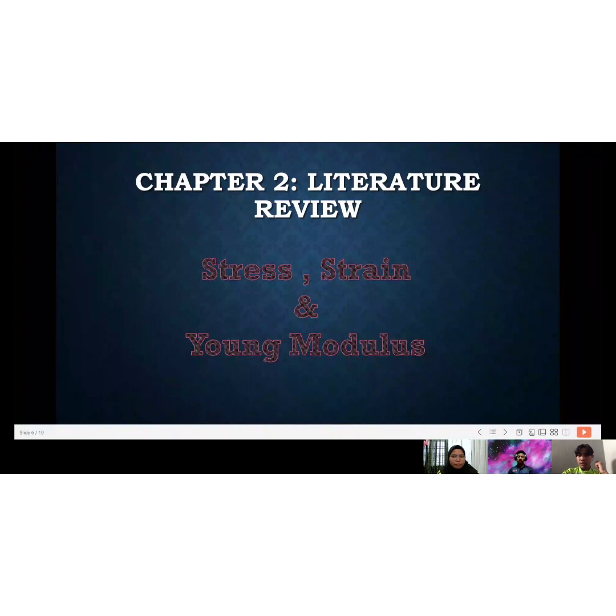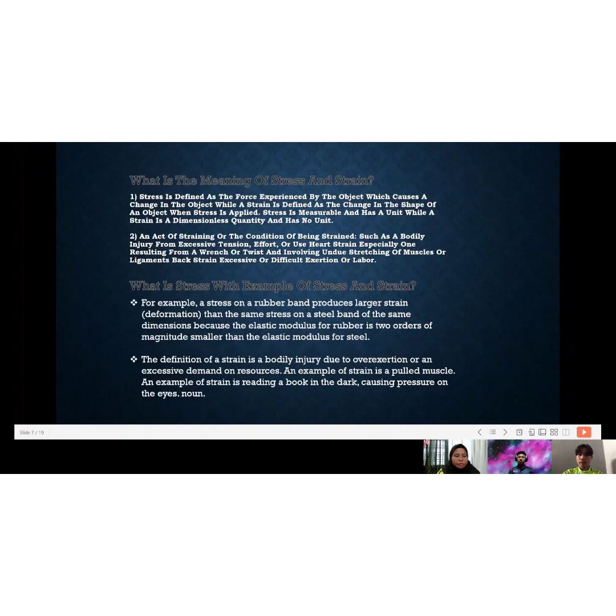Chapter 2, literature review: stress, strain and Young modulus. What is the meaning of stress and strain? Stress is defined as the force experienced by the object which causes a change in the object, while strain is defined as the change in the shape of an object when stress is applied. Stress is measurable and has a unit, while strain is a dimensionless quantity and has no unit.